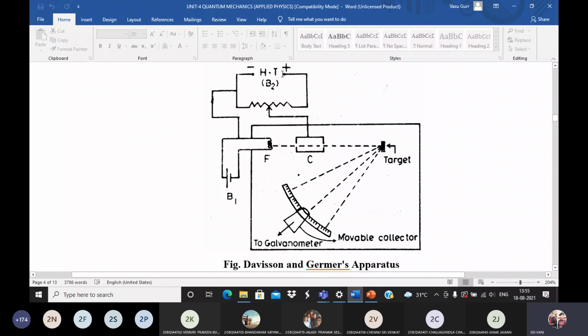HT means high tension, a high tension battery. Here B2 is a battery with two terminals, positive and negative. In this experiment, the other one is B1, a battery, with one terminal positive and one negative. In any physical battery, there are two terminals, positive and negative.